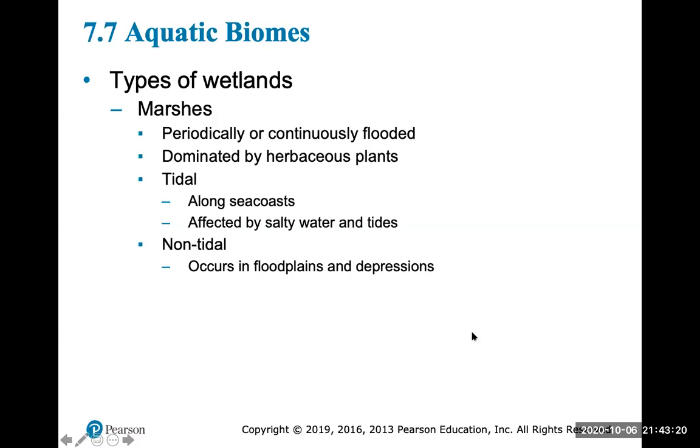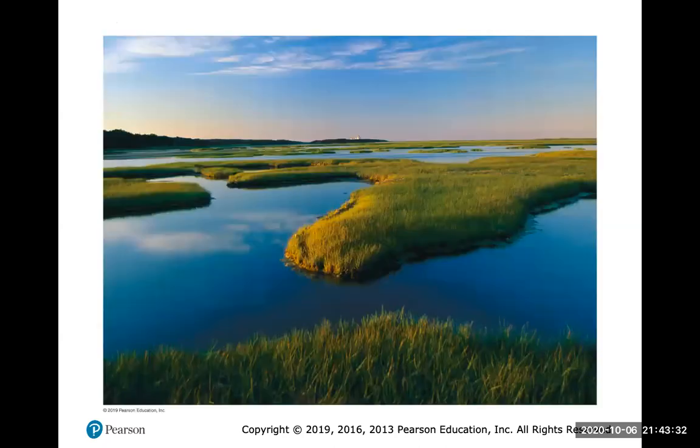Marshes are periodically or continuously flooded. They're dominated by herbaceous plants. They're usually influenced by the tides along seacoasts, or they can be non-tidal, occurring in floodplains and depressions. So those are marshes.